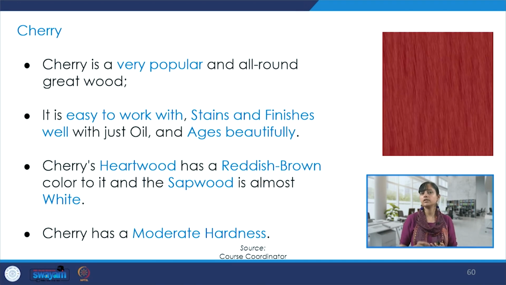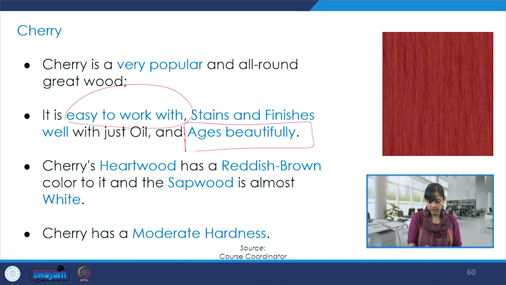Cherry. Cherry is a very popular kind of timber, and it's like an all-round wood, very great performance and highly recommended for interior architecture projects. It's easy to work with, stains and finishes well, it ages beautifully. That's a very interesting part about this kind of timber. And cherry's heartwood has a reddish brown color to it and the sapwood is almost white. So it's very interesting. There is a diversity within the section, when we move from heartwood to the sapwood. And it could be used as part of a design vocabulary.